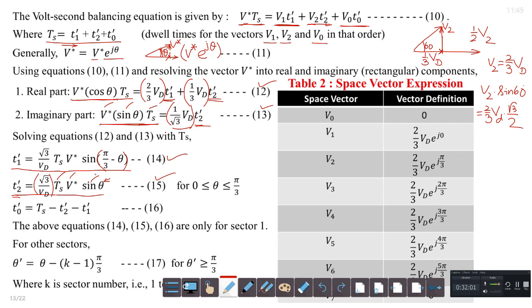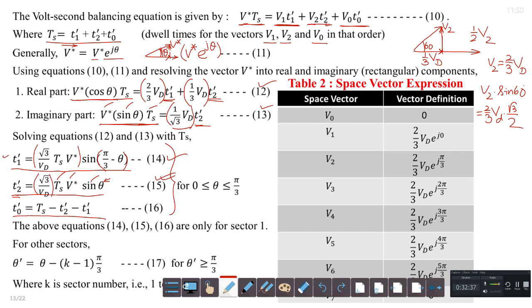So, by symmetry you can say the other terms remain the same, only theta is replaced by pi by 3 minus theta. Otherwise, you can verify it: whatever T2 dash you get in equation number 15, substitute it in equation number 12 and find the expression of T1 dash is the same. And the other time is T0 dash, which is given by equation number 16, that is sampling time Ts minus T2 dash minus T1 dash. So, these dual times are calculated according to equation number 14, 15 and 16.